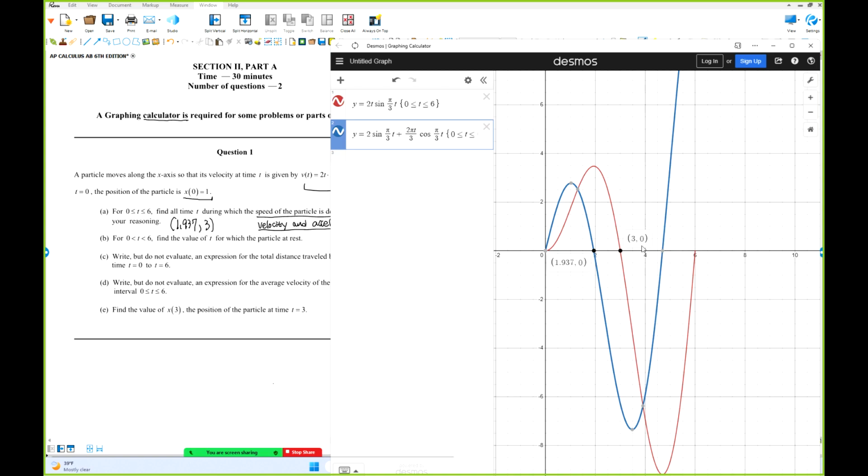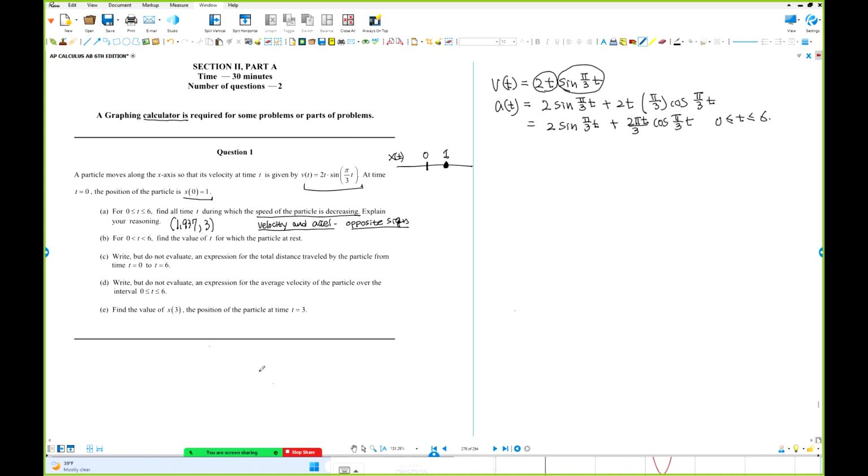Okay, so I'm gonna make this graph over here. That's the easier way. Up to 1.937, up to here. Velocity is positive. Yeah, velocity is positive, and acceleration is also positive. From 1.937 up to 3, velocity is positive, acceleration negative. Okay?